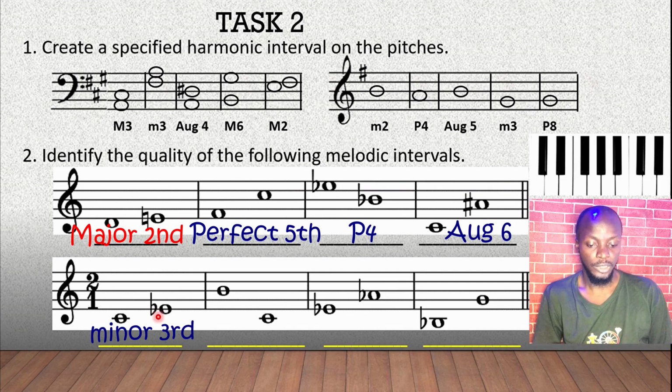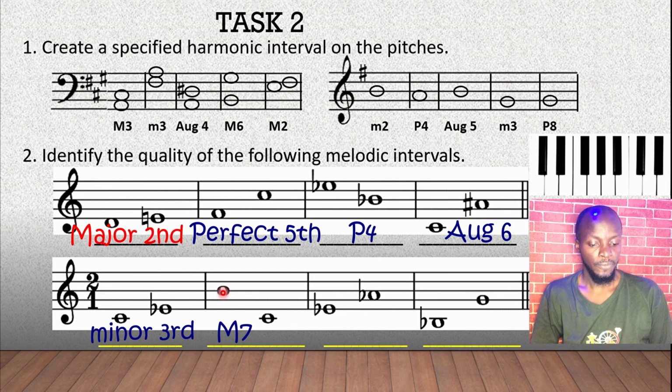Okay, so let's look at the next one, which is from B down to C. Right, that's a whole lot of intervals, and that is a major seventh, because there are 7 notes, or there are 11 semitones between them, right? Okay, we may check from B down to C. So we have 1, 2, 3, 4, 5, 6, 7, 8, 9, 10, 11. Yeah, it's a major seventh.